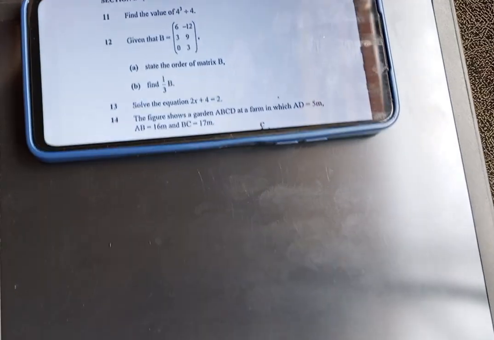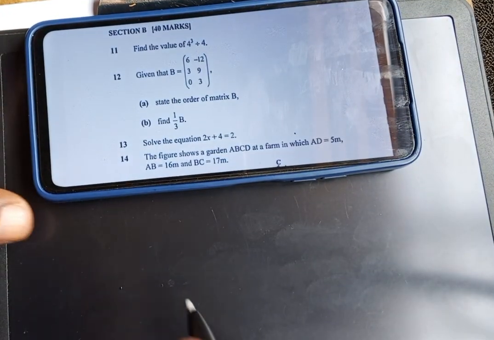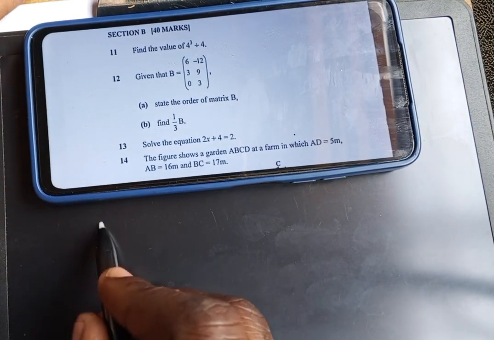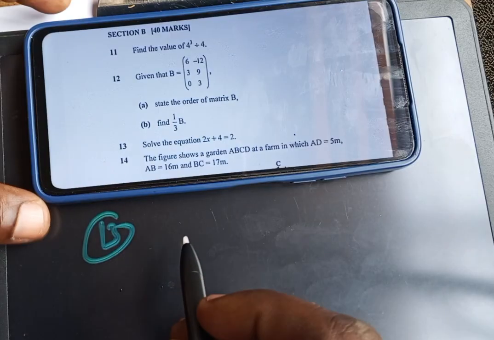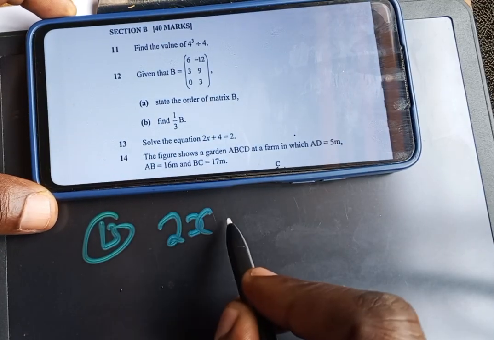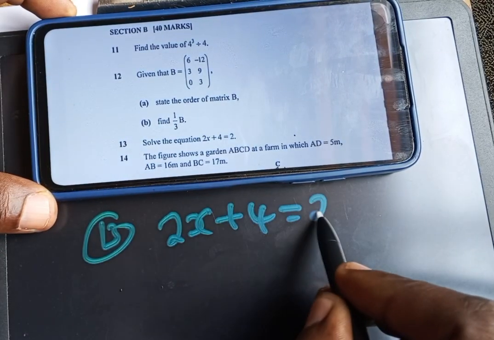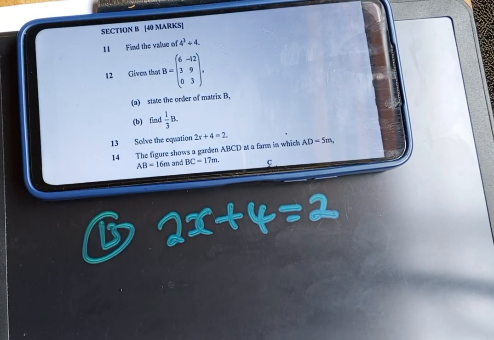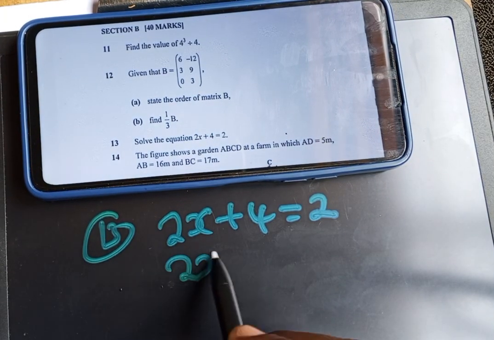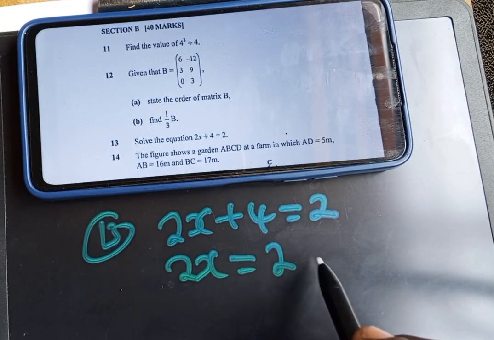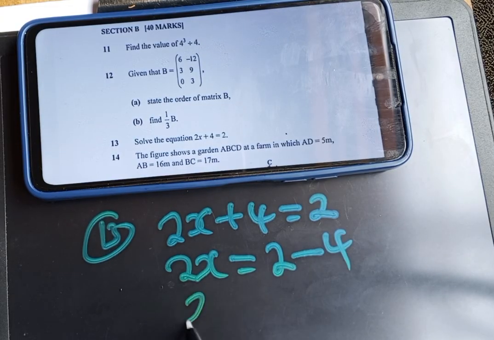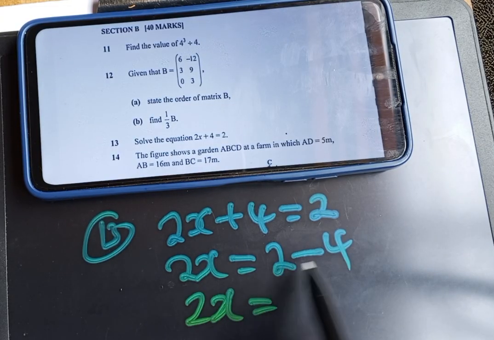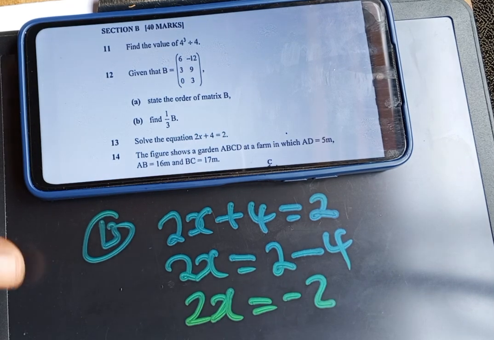The next question is question 13. Solve the equation 2x plus 4 is equal to 2. To solve an equation, what do we do? We simply group like terms together. What are we having? 2x is equal to 2. Once the 4 comes to this side, it will be minus 4. So 2x is equal to 2 minus 4, which gives negative 2.